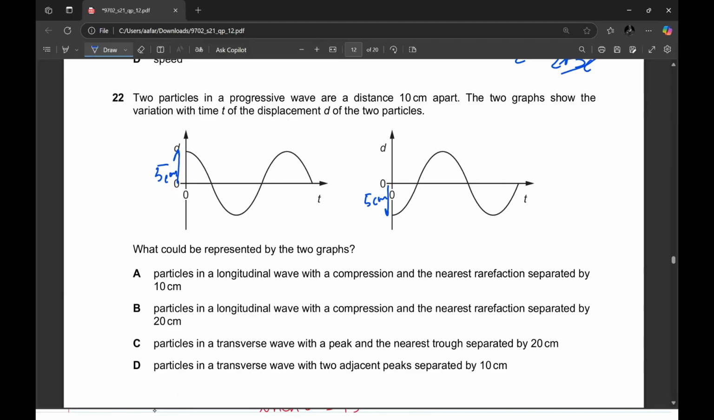Particles in a longitudinal wave with a compression and nearest rarefaction separated by 10 centimeters. I think this is correct. Since you can take this as a rarefaction, take this as a compression, like in sound particles, right? So this is the compression and this is the rarefaction. Let's say this is the positive amplitude, this is the negative amplitude. So from here to here, this distance is 10 centimeters.